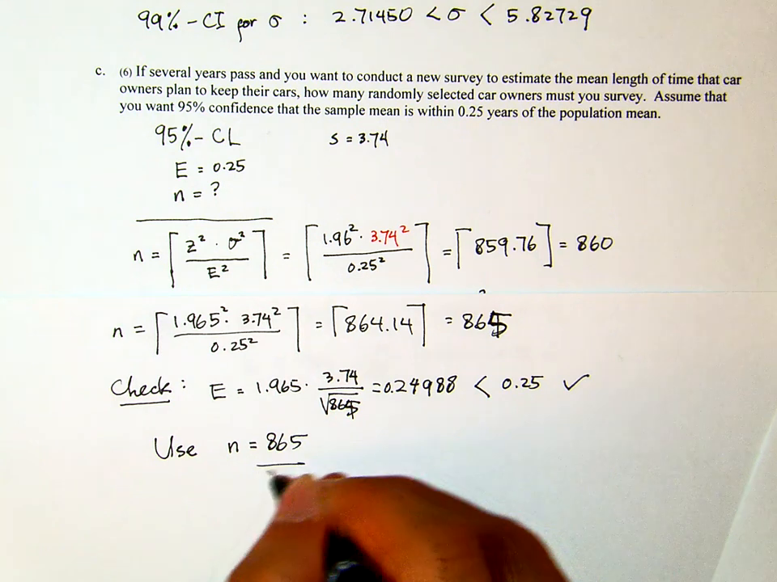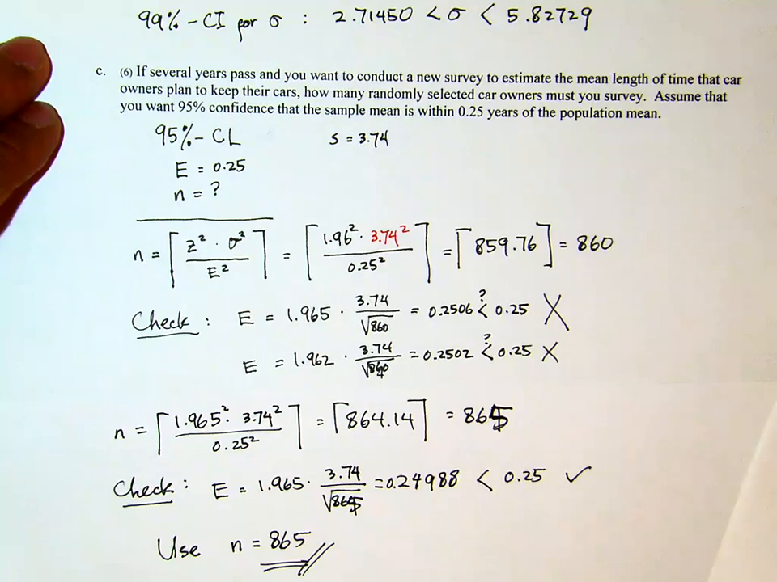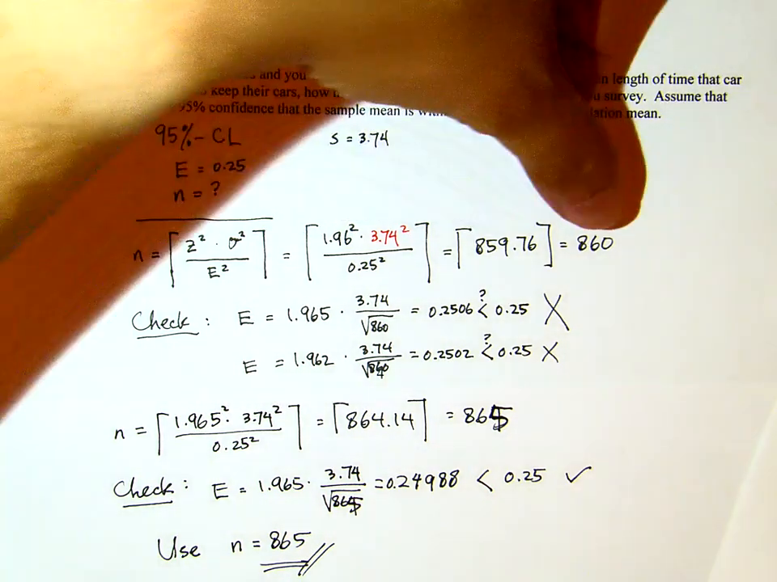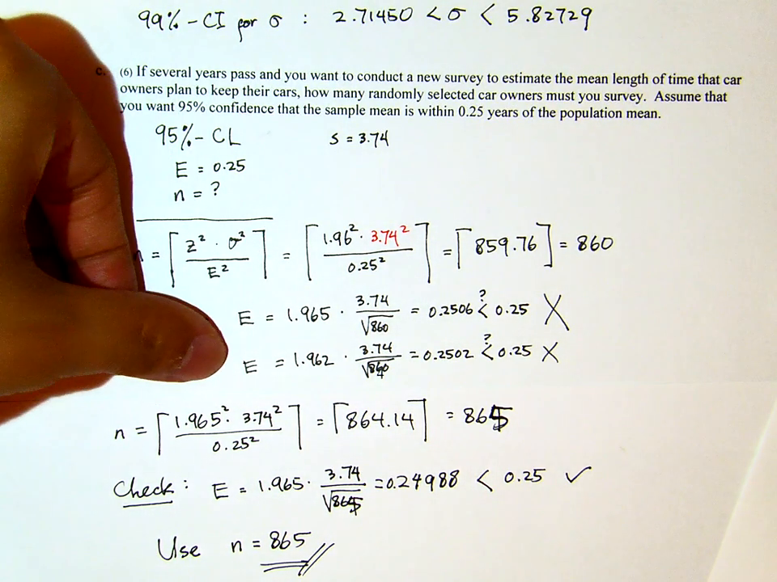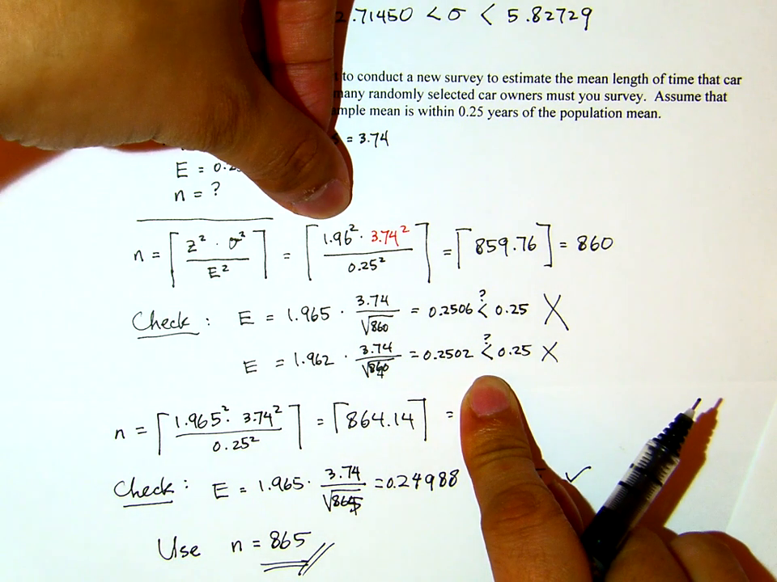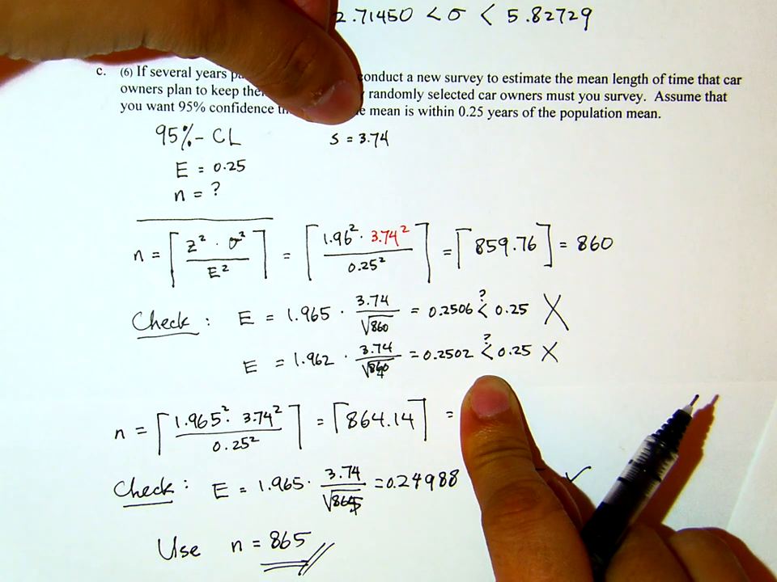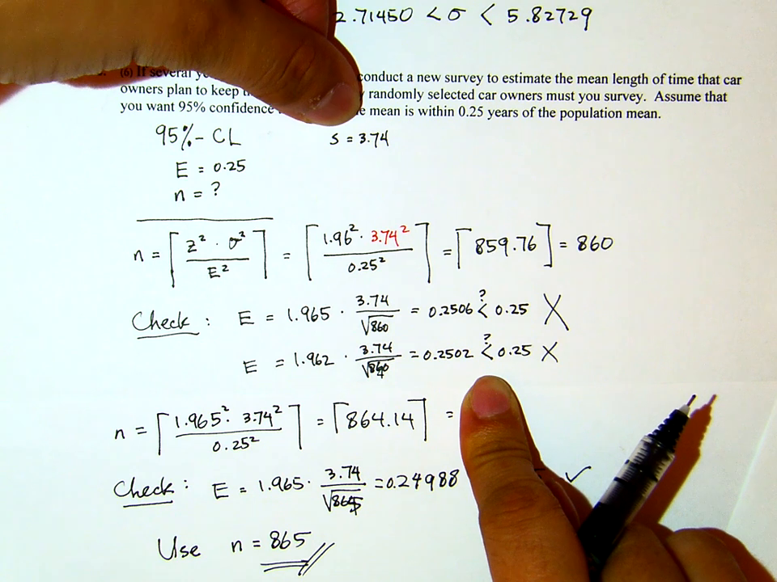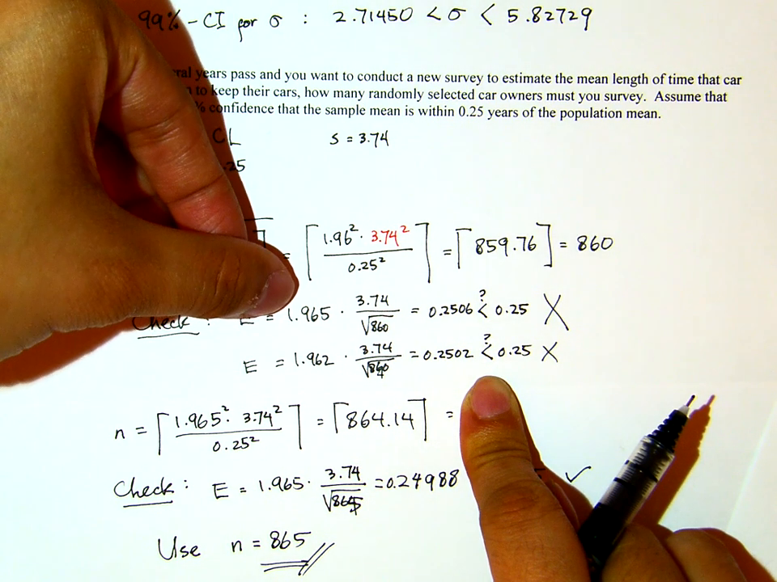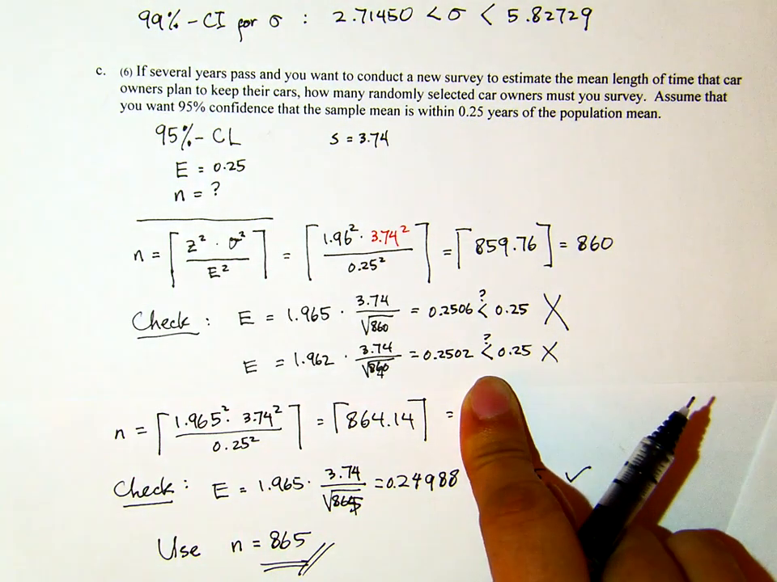Therefore we use n equals 865. Now I show you the checking here to show you that if you use this number in the margin of error, it doesn't match, because originally we assumed 1.96 as our critical value. But we're supposed to use the t distribution, right? Because we don't know the population standard deviation. I check it with the conservative or even the most loose number. Both of them do not satisfy.